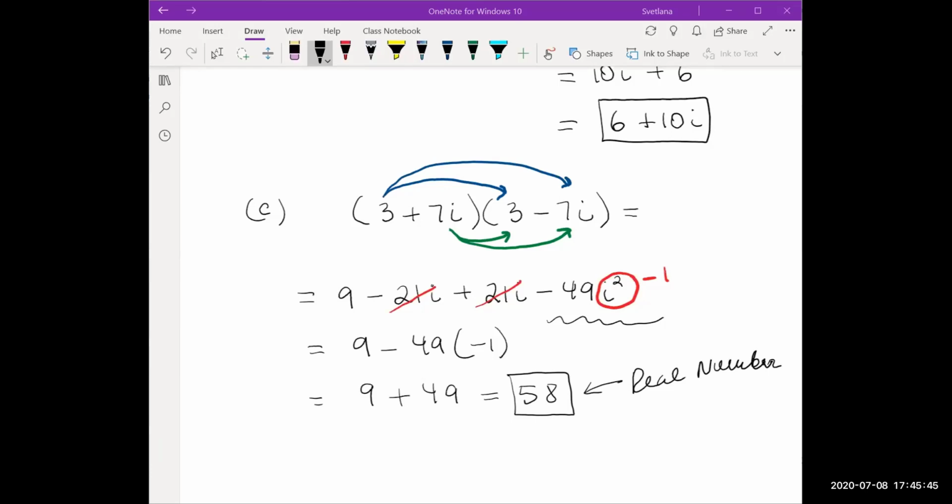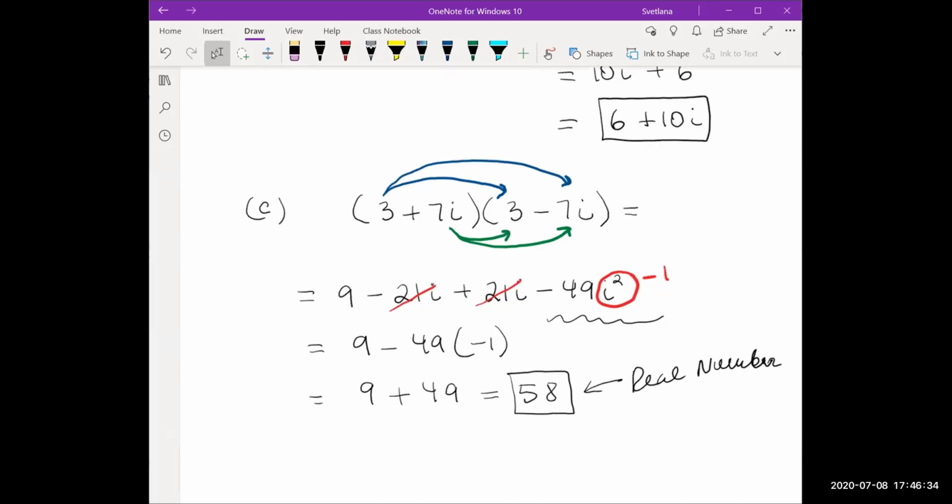Real number. Now, why did that happen? What do you think is so special about this example that somehow we end up with a real number, not a complex number at the end? Can you notice anything special? Because we canceled out the middle terms. We canceled out the middle terms. That's right. Exactly.